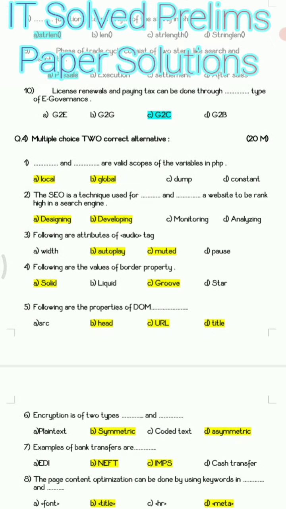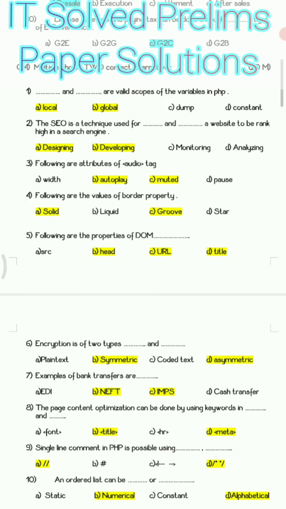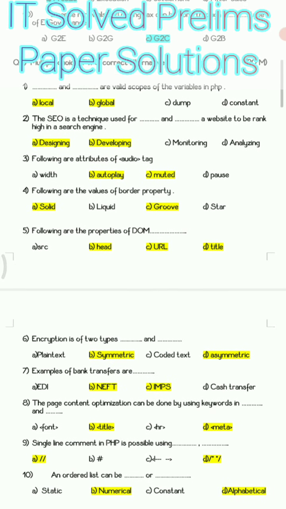Next, we have question 4, MCQs with 2 correct alternatives. So again, these are the questions with 2 correct options. So dash and dash are valid scopes of variables in PHP. तो PHP में दो ही वैलिड स्कोप्स है वेरिएबल के, वो है लोकल या फिर ग्लोबल.